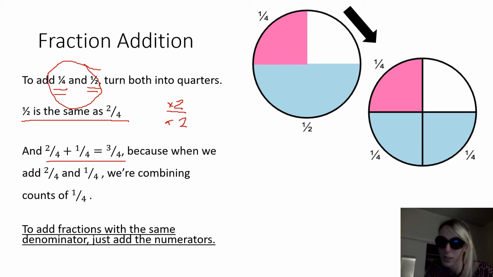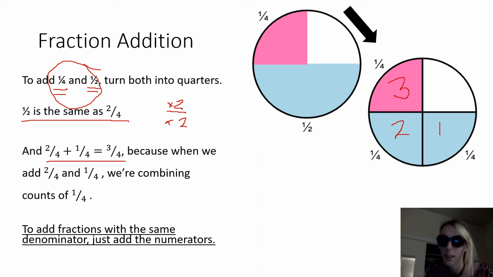Now we're adding fractions with a common denominator. And adding fractions with a common denominator is easy. You just add the numerators. And this makes sense, because what's 2/4 plus 1/4? Well, it's 3/4. We can see this from the diagram: 1/4, 1/4, 1/4. 2/4 combined with 1/4 is 3/4. We're combining counts of quarters.